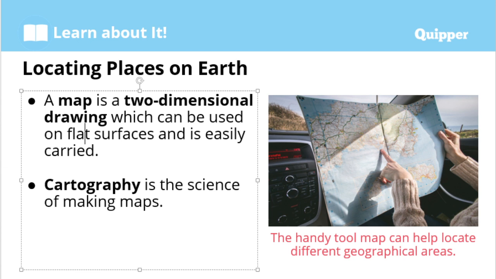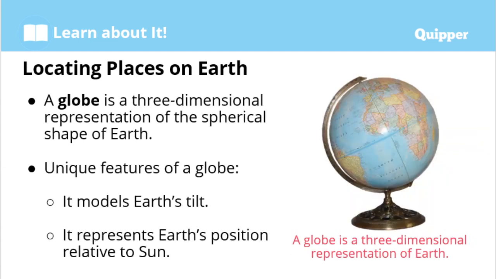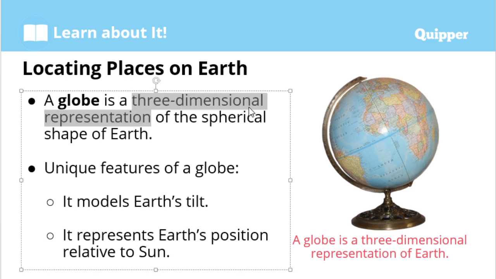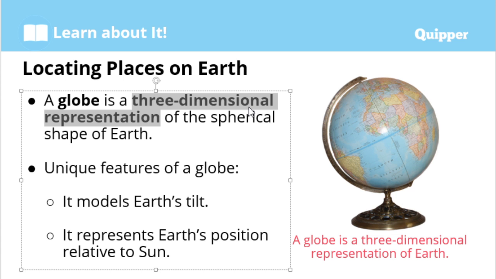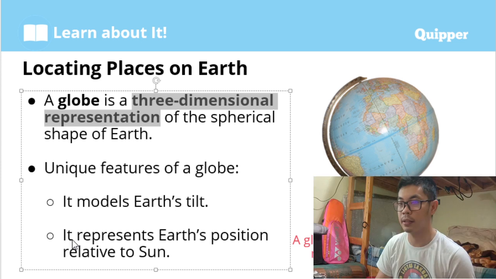So how does it differ from a globe? If a map is two-dimensional, a globe is a three-dimensional representation. How is it three-dimensional? If you put that into the mathematics context, two-dimensional is just length times width. Let's say, for example, we have this one: length times width. So, let's go here first.